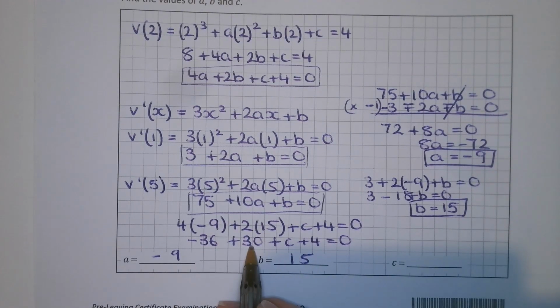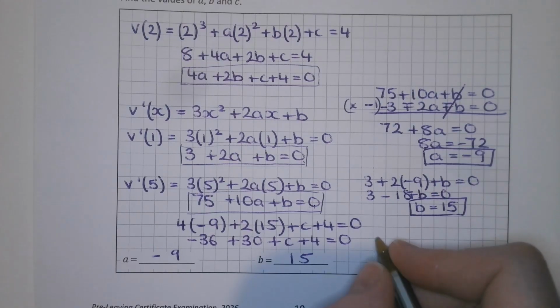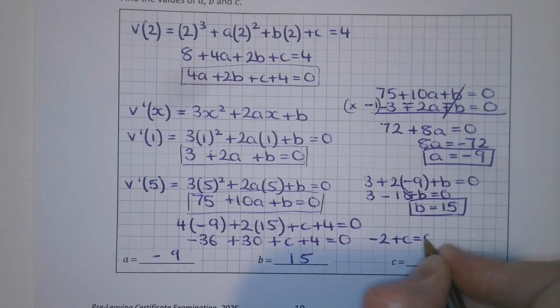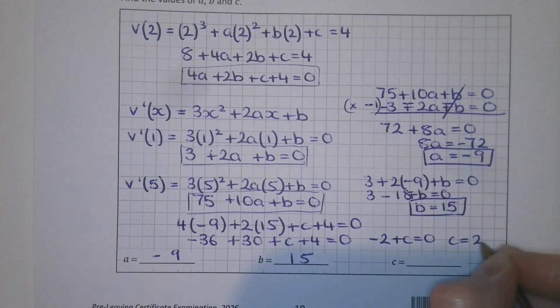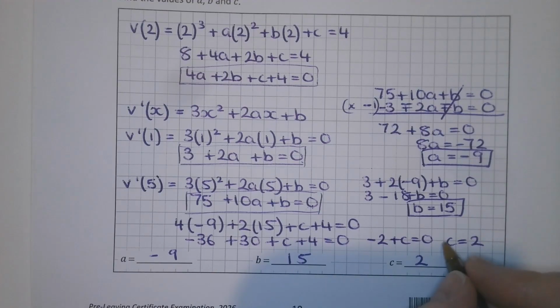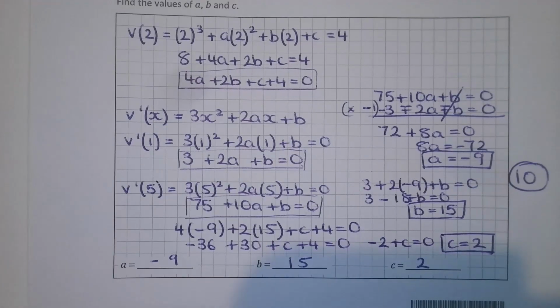And that all works out. That gives me a minus 6 and a plus 4. So minus 6 and a plus 4 gives me a minus 2 plus c equals 0. So c is equal to positive 2. And those are my 3 answers, and the question was worth 10 marks.